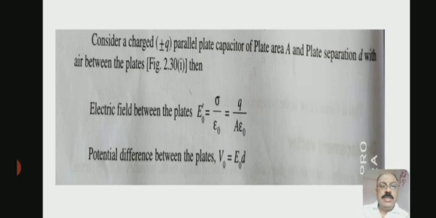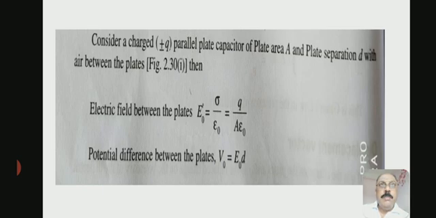Consider a charged parallel plate capacitor of plate area A and plate separation d with air between the plates, for example the first figure. Then the electric field between the plates is given by E naught is equal to sigma divided by epsilon naught, that is equal to Q divided by A epsilon naught.